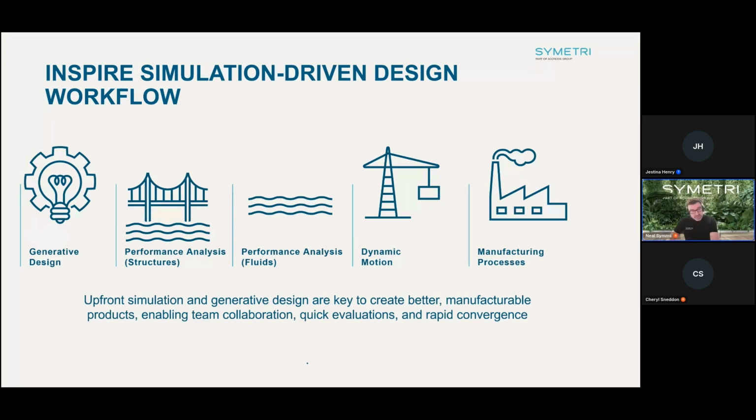For dynamic motion, as we mentioned in the previous slide, for moving parts and mechanisms, dynamic motion simulations are conducted to analyze factors like kinematics, forces, and vibrations. And these simulation capabilities help ensure smooth and efficient operation of moving components. And finally, the manufacturing process. In today's webinar, we'll demonstrate our casting capabilities, but simulation is used to assess the manufacturability of the design, and Inspire's manufacturing process simulation tools help us predict potential issues such as casting defects, tool wear, and assembly challenges, enabling proactive design adjustments.